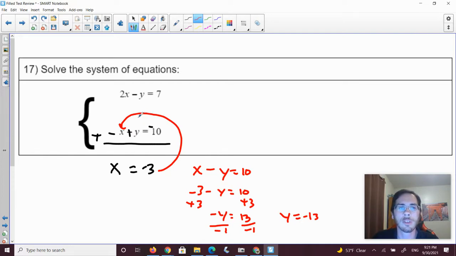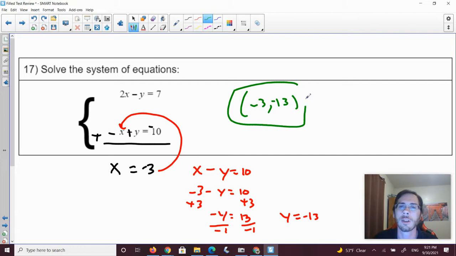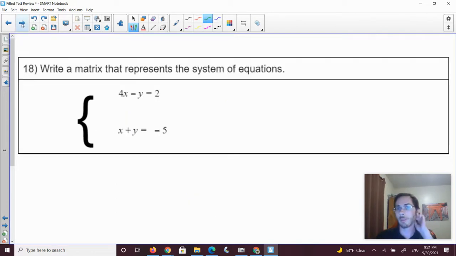And we can just double check, just make sure it fits. 2 times negative 3 is negative 6. Negative 6 minus negative 13, so negative 6 plus 13 is in fact 7. So we're good to go. Write it as a coordinate pair and call it a day. Again, you're more than welcome to graph that and find the intersection in Desmos if you want, or your graphing calculator.